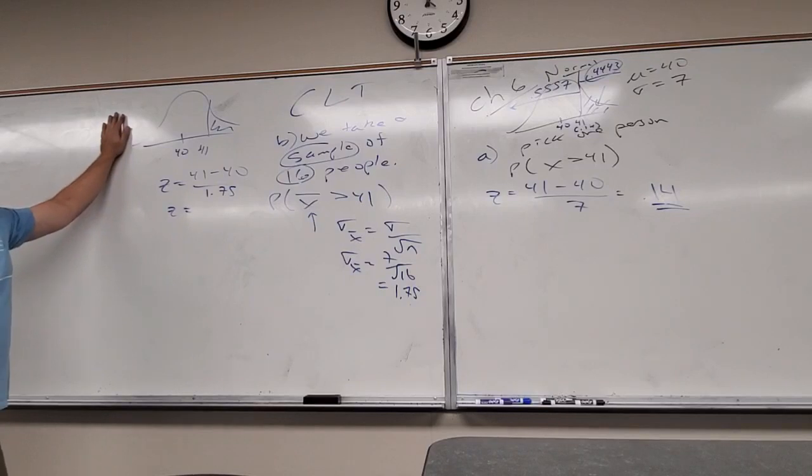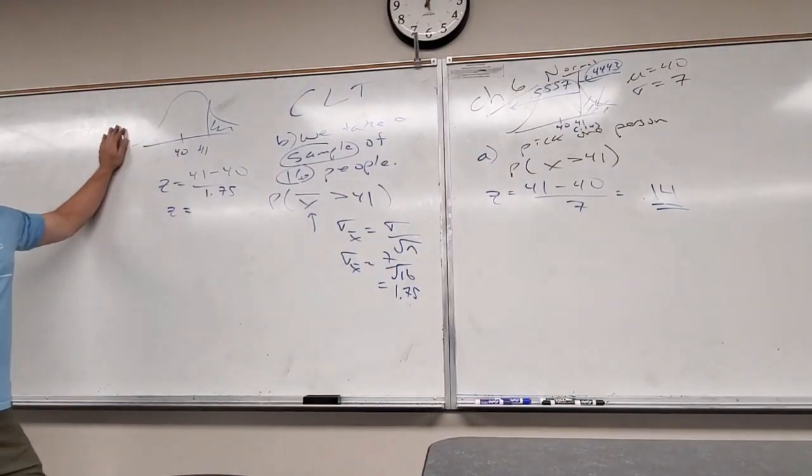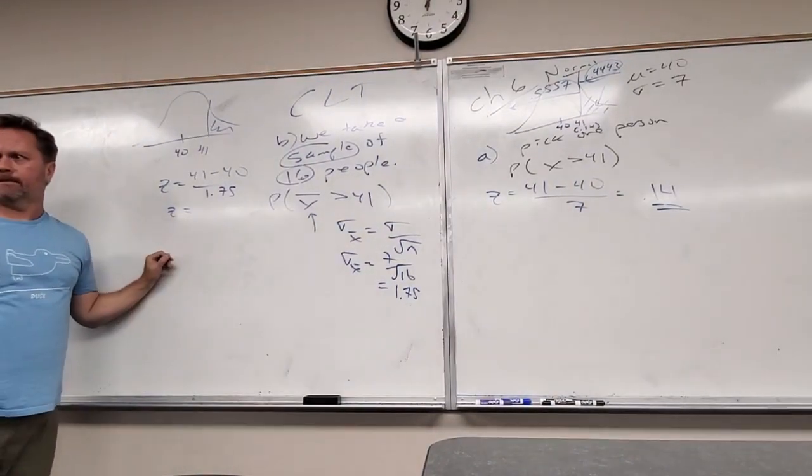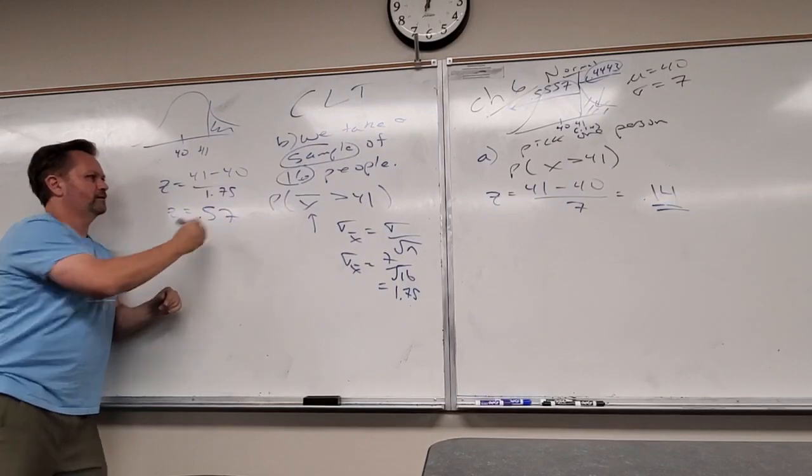I could be talking out of my ass. Let's see. You probably are, Jeff. I don't know. I think I'm okay. 0.57. Ah, so close. 0.57. All right.